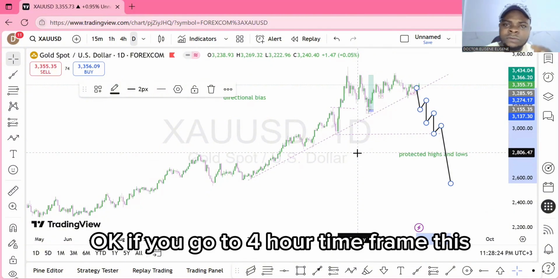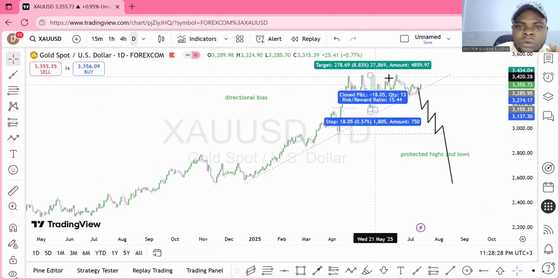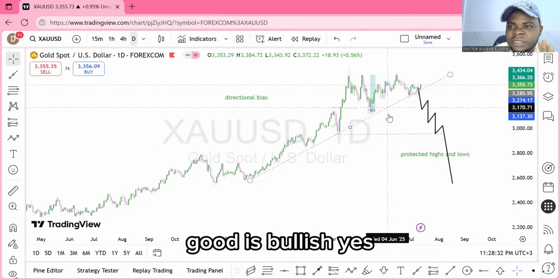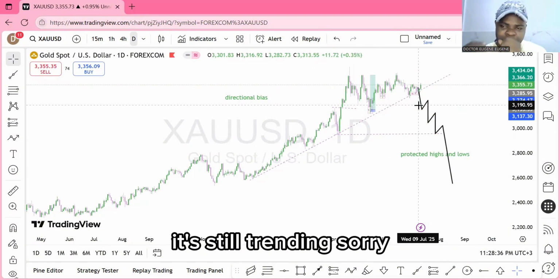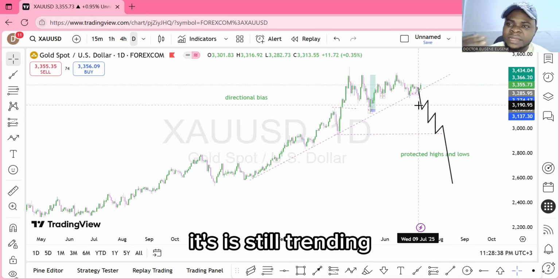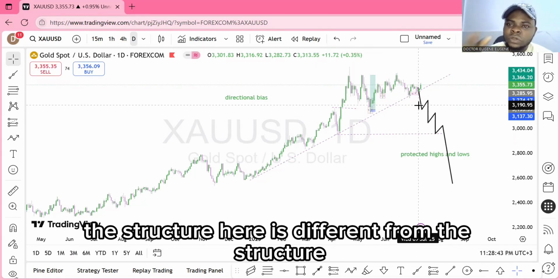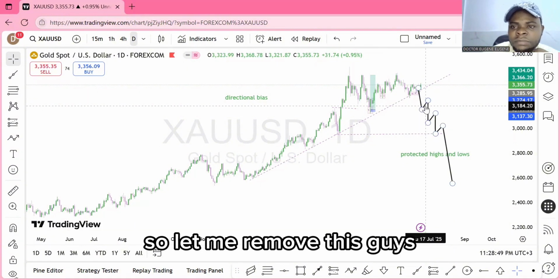If you go to the 4-hour time frame, gold is actually bullish. Gold is bullish, yes, but it is not consolidating at that point. It's still trending. Sorry, it's still trending up. The structure here is different from the structure in the 4-hour time frame. That is what I'm trying to explain. So let me remove this, guys.